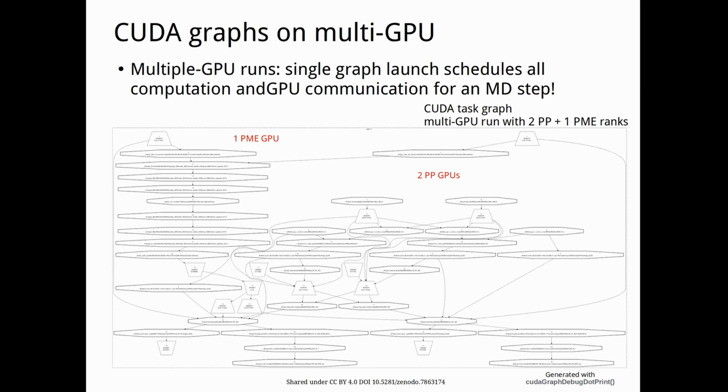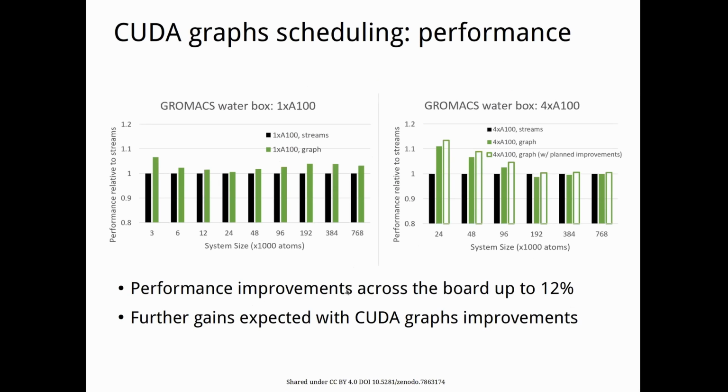And what I show here, it's fairly large, so the details might not be visible, but what we have here on the left is a PME GPU doing multiple operations, FFTs, and various operations. And on the right, there are two PP GPUs, and then this is a task graph expressing that work. So what kind of performance can we expect from this?